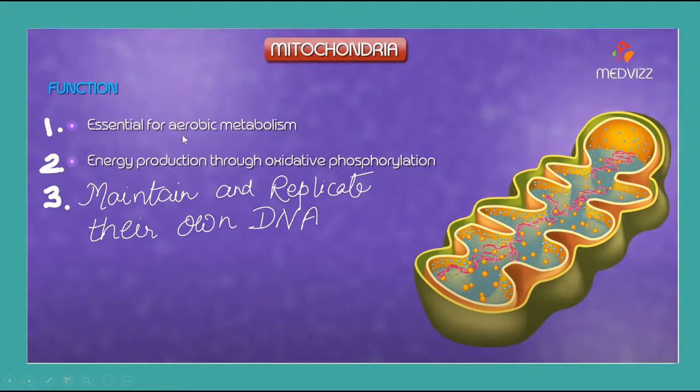So the main function is, of course, aerobic metabolism. Aerobic means in the presence of oxygen. And secondly, it is energy production through oxidative phosphorylation. This is just a process name. Don't worry about it. And the third main function of the mitochondria is to maintain and replicate their own DNA. So yes, the mitochondria and chloroplast have their own DNA, just like the nucleus.